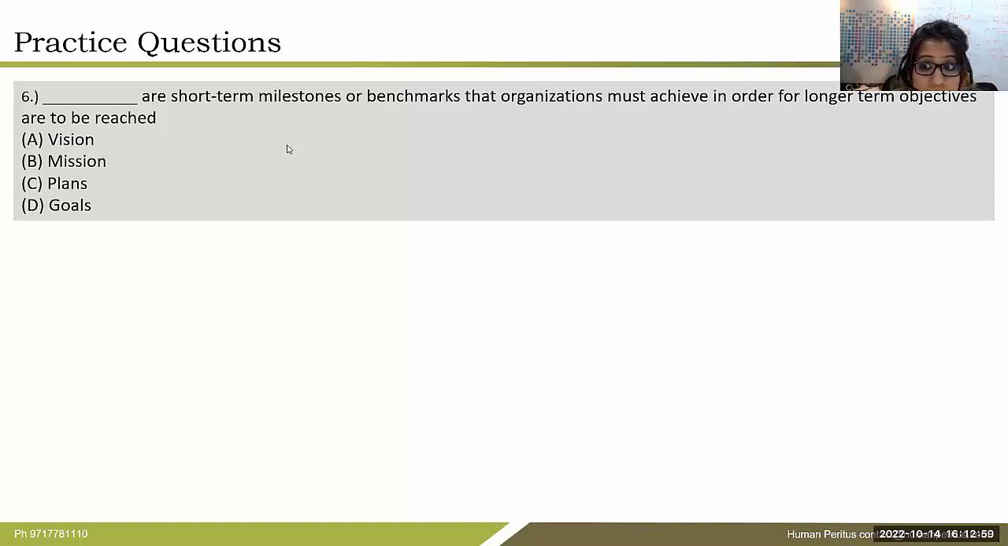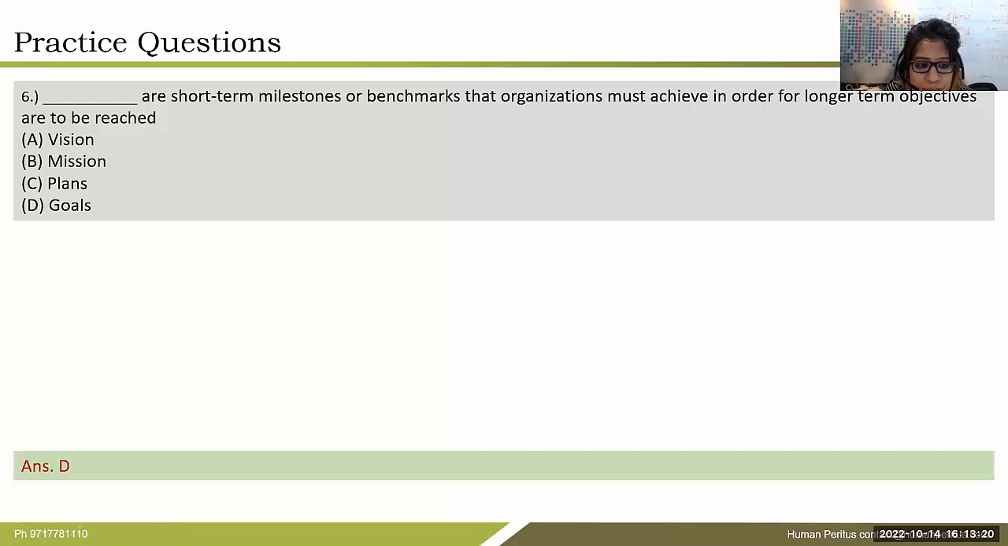Okay, we have got different answers. I told you, after the objective, exactly. Rashmi has given the right answer, goals. D, yes. Remember the hierarchical structure that I told you: vision, mission, strategy, objective, goals. The last part, goals. Let's see what the answer is.